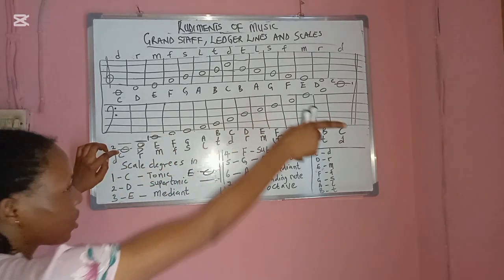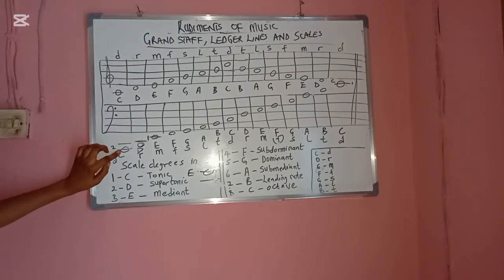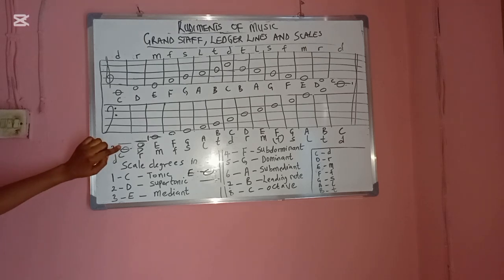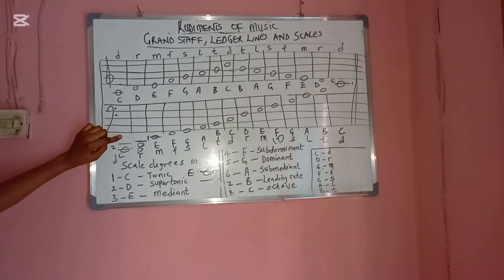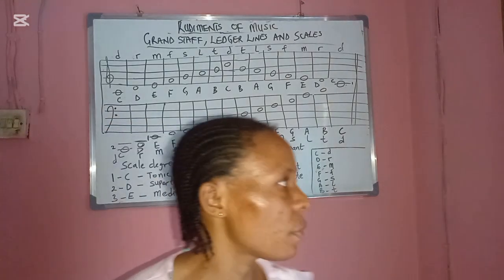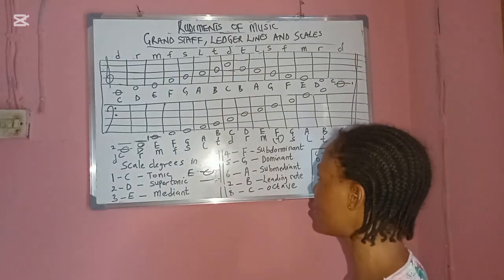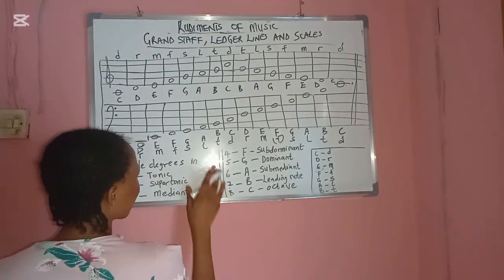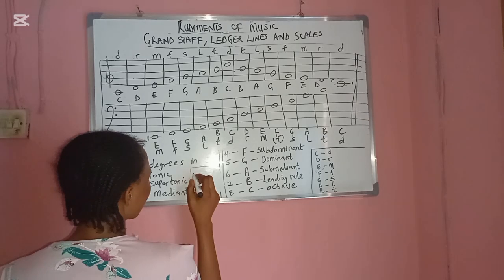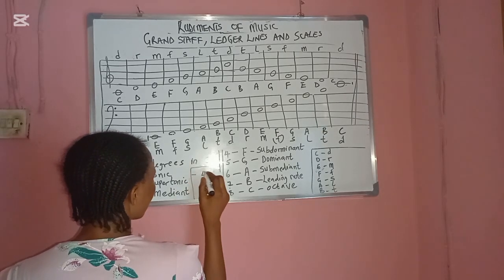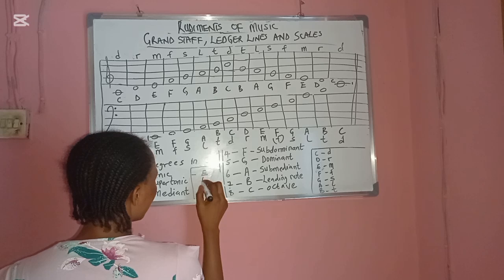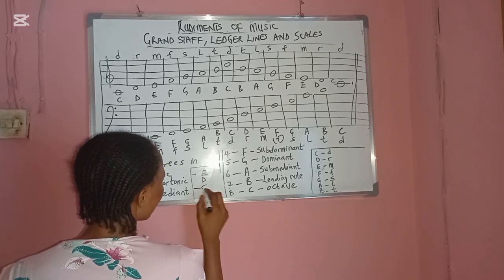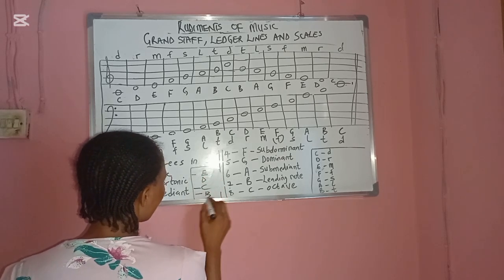Let's check if we can reach somewhere else. Now C on a line, space, we have what? D. Another line we have E. Another space we have F. Another line we have G. Let's see if we reach G. You see now. So the first ledger line below bass clef is E. Space is D. Second ledger line is C. Space is B.